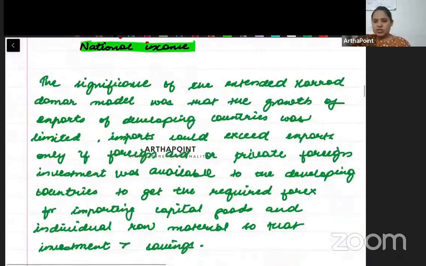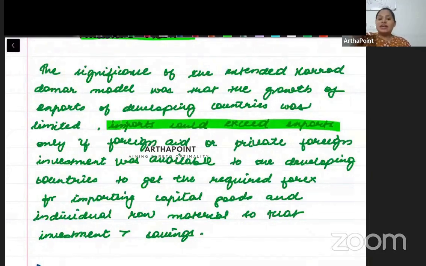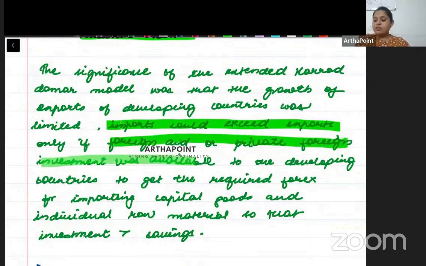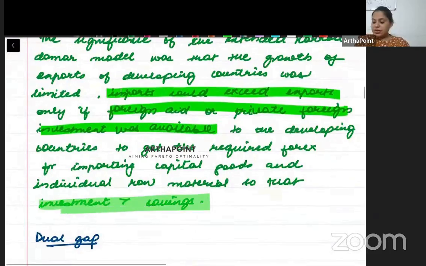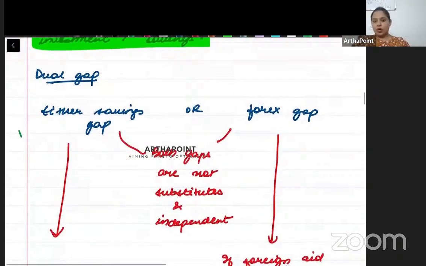So I will give you this PDF. Don't worry about what is written, but just understand. So what are we saying? We are saying that import could exceed export if and only if the foreign aid was available to you. If this happens, then investment will be greater than saving. ये हो गई हमारी कहानी डुअल गैप मॉडल की.